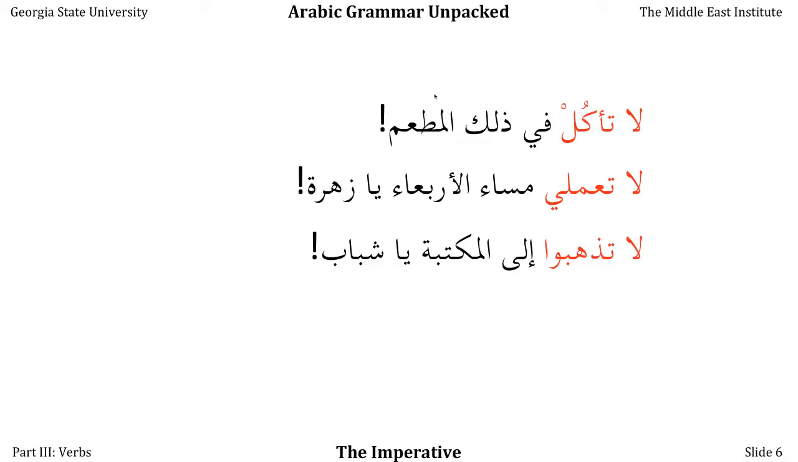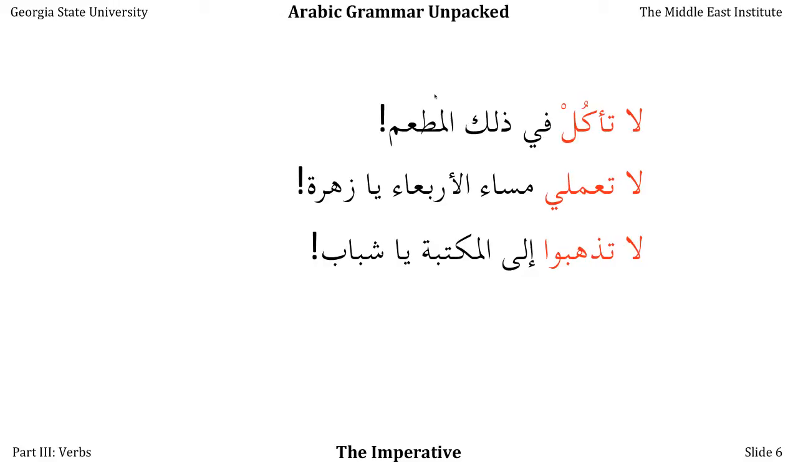Again, here's a review of these sentences. All we have to do is put the particle la before the appropriate form of the Mudari' Majzum, and we have the negative command. La ta'kul fi dhalika al-mat'am. Don't eat in that restaurant. La ta'mali masa al-arbi'a ya Zuhra. Hey Zuhra, don't work on Wednesday night. La tadhhabu ila al-maktaba ya shabab. Hey guys, don't go to the library. So the negative command is very easy to do.